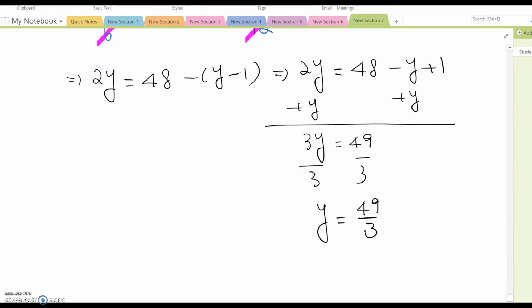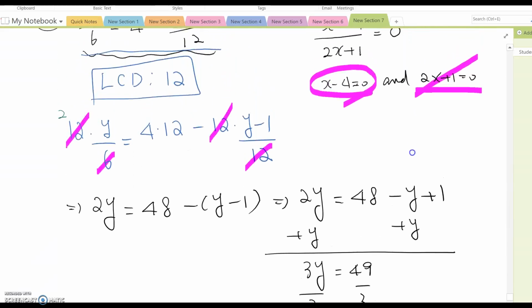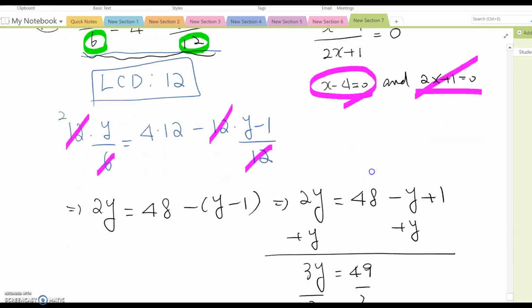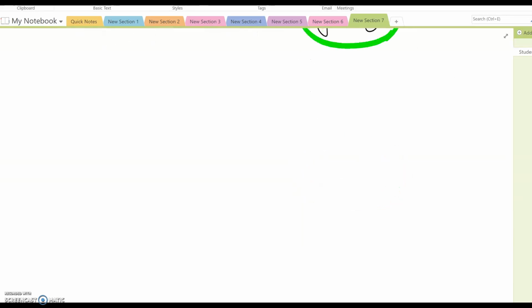However, before you move on, you must go back to the original form and check whether y equals 49 over 3 makes the original equation undefined. Fortunately, there's no variable expression in the denominator. Now we can confirm this is the final answer. What about the case where we have the variable in the denominator?